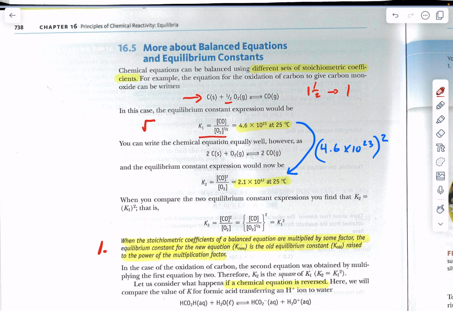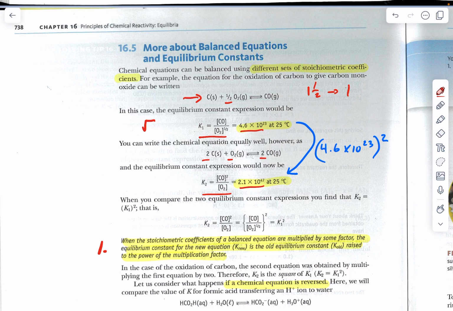Now, what if we don't want, for whatever reason, to have fractions as coefficients in the balanced equation? So we double that. The 1 becomes a 2, the 1/2 becomes a 1, the 1 becomes a 2. And we set up our equilibrium expression as always. And if we had the right data, we would be able to find that the constant has a value of 2.1 times 10 to the minus 47 compared to 4.6 times 10 to the 23rd.